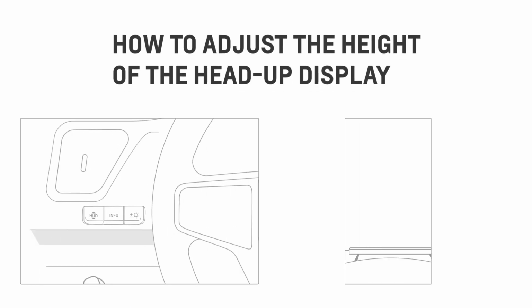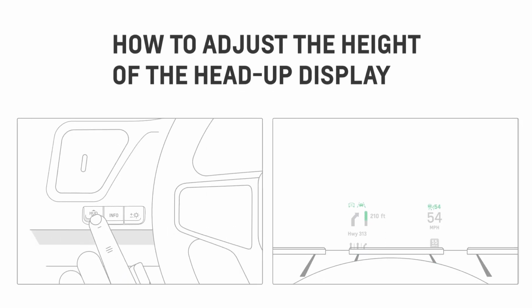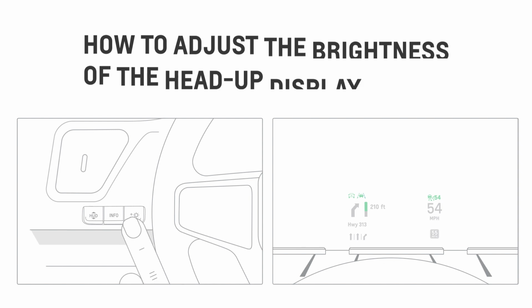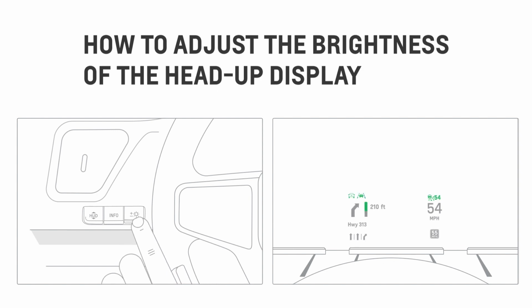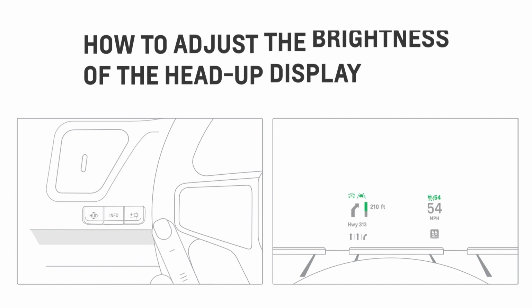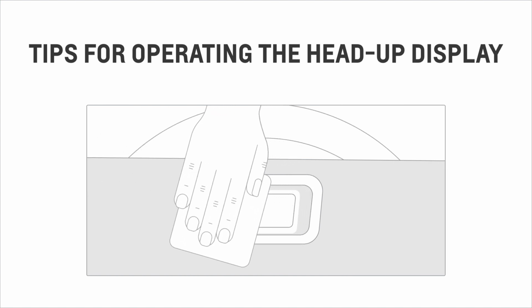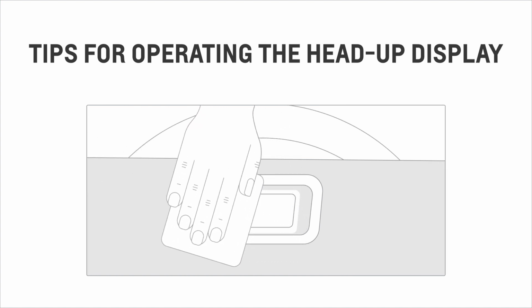To adjust the height of the head-up display, use the up-down arrows or use the height arrows. Make sure your seat height is properly adjusted first. To adjust the brightness, use the dim brightness switch. Keep the head-up display lens on the top of the dashboard clean and clear of obstructions. Gently clean the lens using a soft cloth.